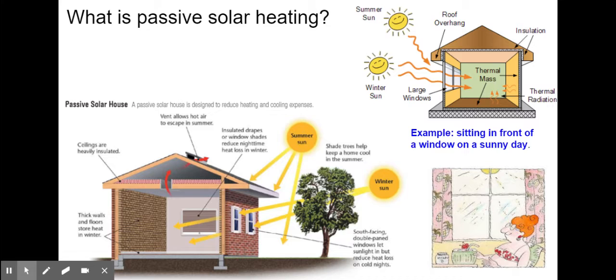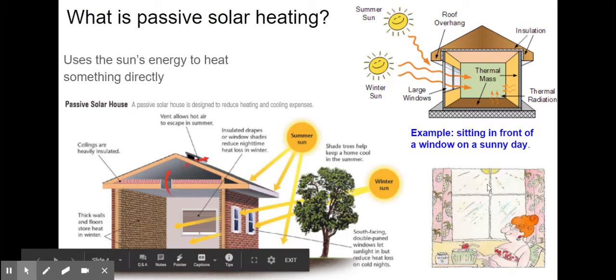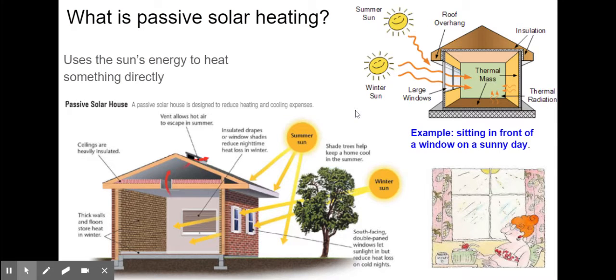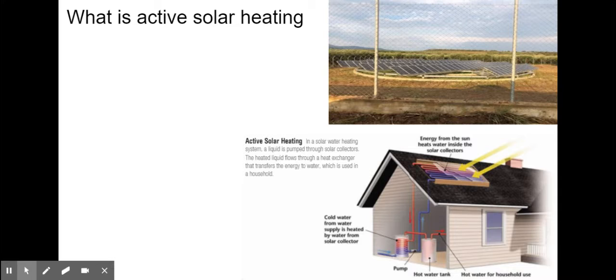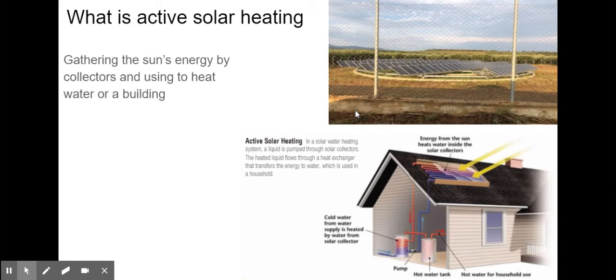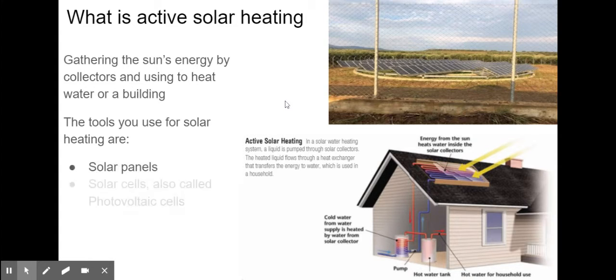What is passive solar heating? Uses the sun's energy to heat something directly. Like this lady sitting there in front of a window and the sun. What is active solar heating? It is gathering the sun's energy by collectors and using it to heat water or a building. The tools you use for solar heating are solar panels, solar cells, also called photovoltaic cells.